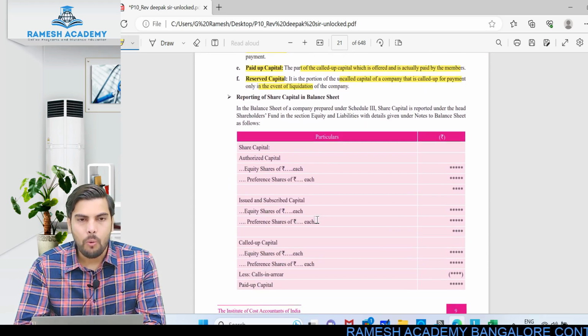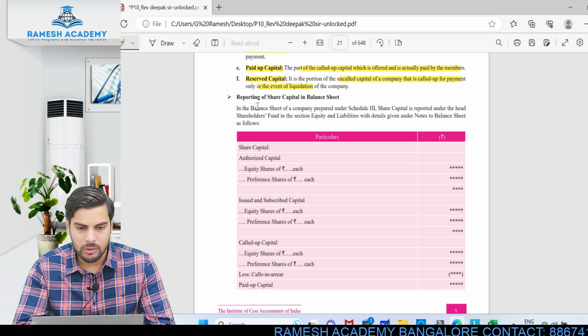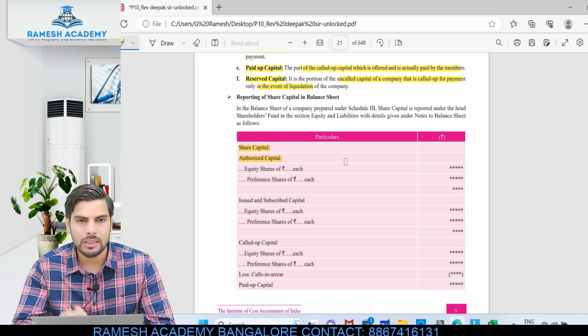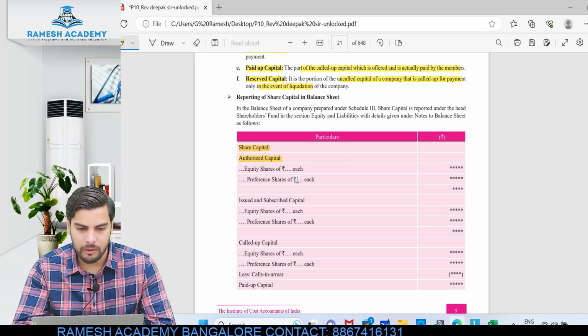Okay, now look at this, how exactly these particular capitals will appear in your financial statement. Look at this, reporting of share capital in the balance sheet. On the liability side, it would appear like this: share capital. Look at this, authorized share capital. This is the maximum number of shares which can be issued by a company. No company can issue more than its authorized share capital.